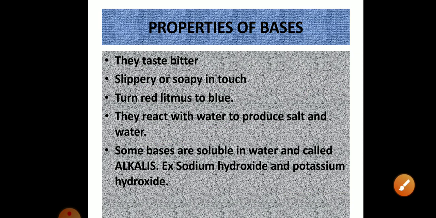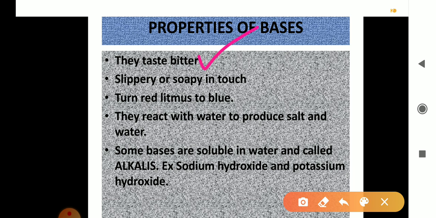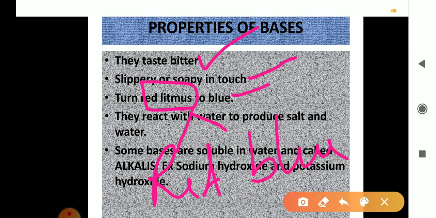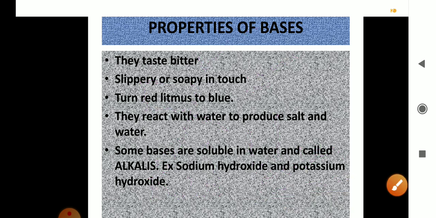Okay, now next is the properties of bases. The first property is their taste. They are bitter in taste. Second, when you touch them, you will feel slippery or soapy, right? Next, it turns red litmus to blue. I told you earlier also in the case of acid. Litmus is an indicator which is used to test acid or base. It is in two colors, red and blue. Bases turn red litmus to blue, and they do not have an effect on blue.